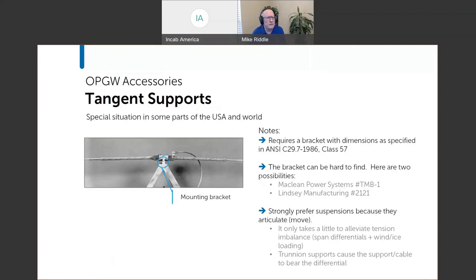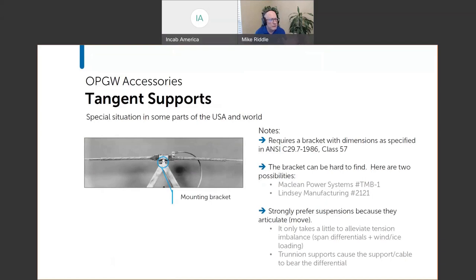Tangent supports. Sometimes you don't have a suspension. The tower isn't designed for that. You see this in a few parts of the United States, and you see this elsewhere in the world, and that requires a trunnion. The most common one that I'm familiar with, and common is relative, because these aren't used a lot, is based on the AGS suspension unit. It's just designed to fit into a bracket. There's a standard for that bracket. In the past, I found it hard to actually source, but I did identify these two over the years, so I thought I would list them here in case you ever ran across this.